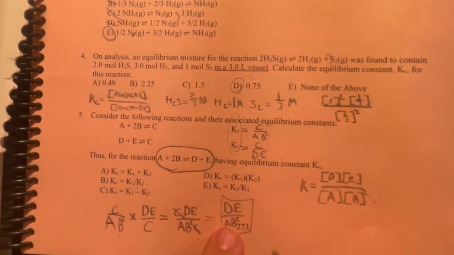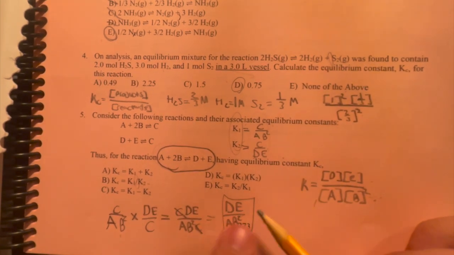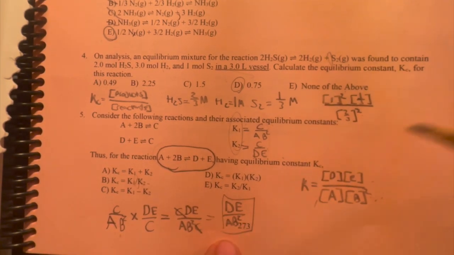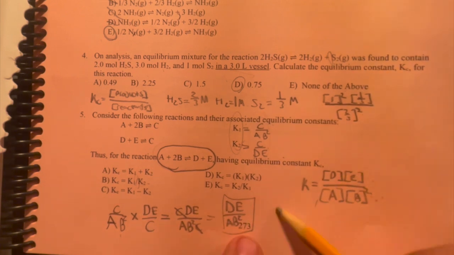So we got there, right? We wanted DE at the top as a numerator and AB squared as our denominator, and we got there. So then our answer is B.